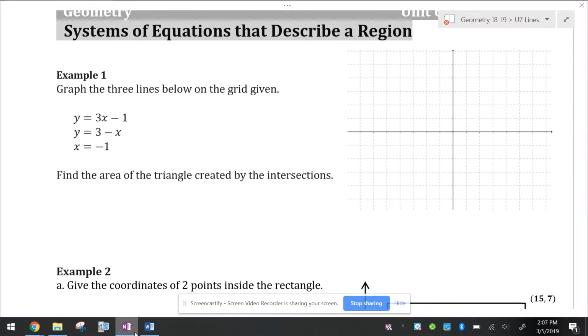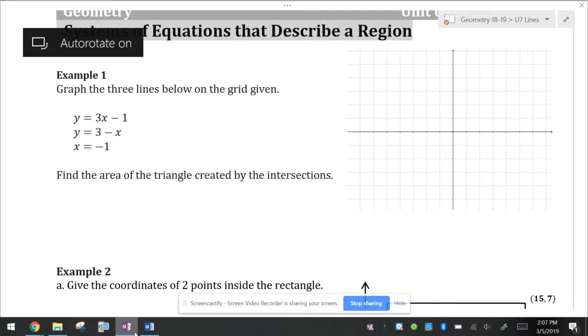Okay, so we are going to take all that stuff that we did about writing equations of lines and then use lines to make shapes. So that is the plan for the day. There's going to be a lot of graphing, some distance formula here, some area, so stick with me and this shouldn't be too bad.